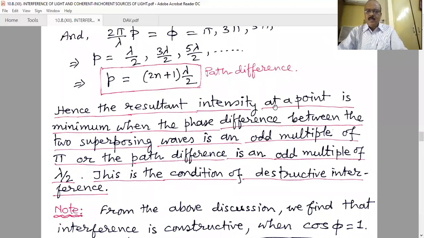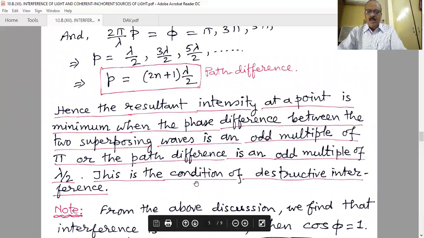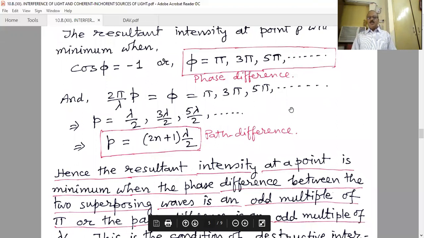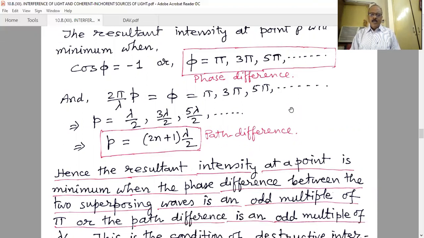Hence, the resultant intensity at a point is minimum when the phase difference between the two superposing waves is an odd multiple of π, or the path difference is an odd multiple of λ/2. This is the condition for destructive interference. These two conditions we will use when we calculate the fringe width in the double slit experiment or in other cases where interference takes place. These are the conditions, either according to phase difference or according to path difference.